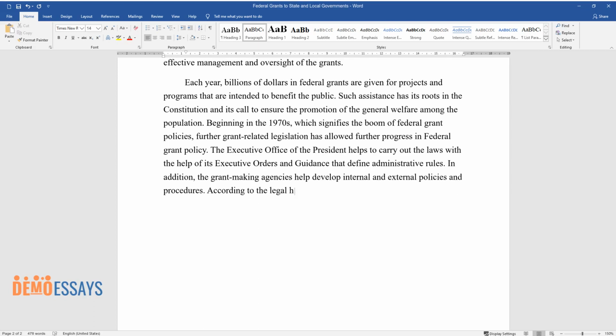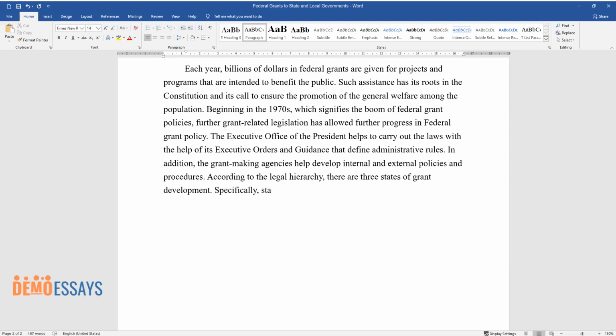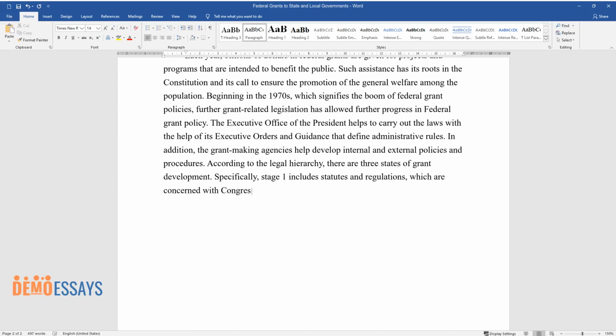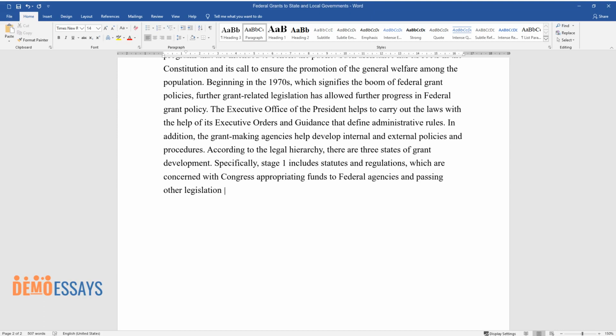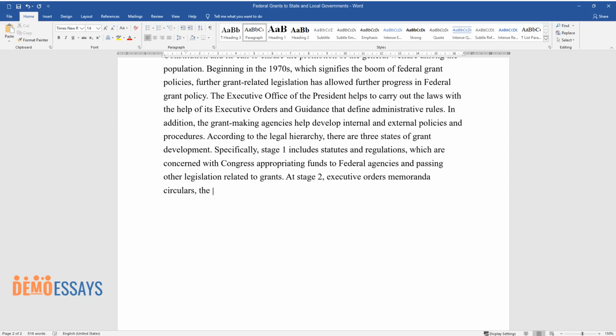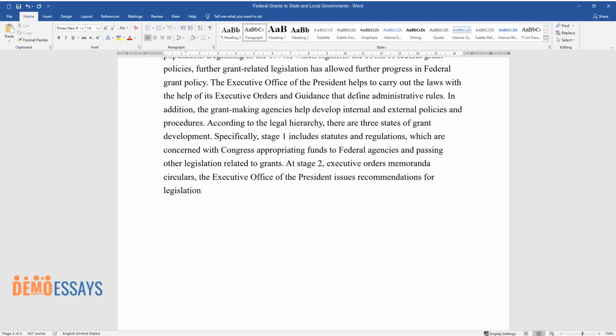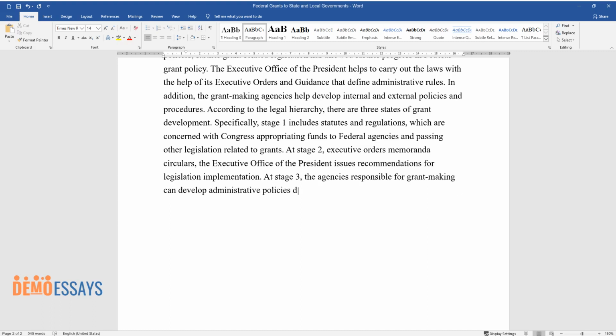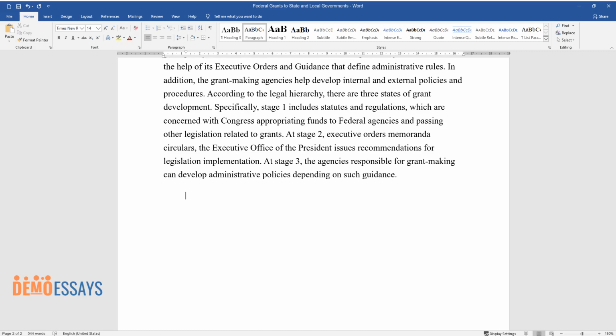According to the legal hierarchy, there are 3 stages of grant development. Specifically, Stage 1 includes statutes and regulations, which are concerned with Congress appropriating funds to federal agencies and passing other legislation related to grants. At Stage 2, Executive Orders, Memoranda, and Circulars, the Executive Office of the President issues recommendations for legislation implementation. At Stage 3, the agencies responsible for grant-making can develop administrative policies depending on such guidance.